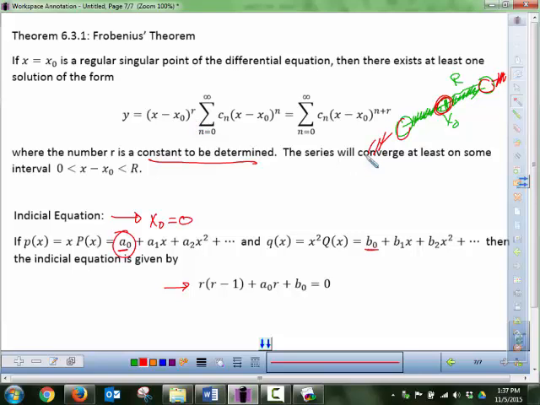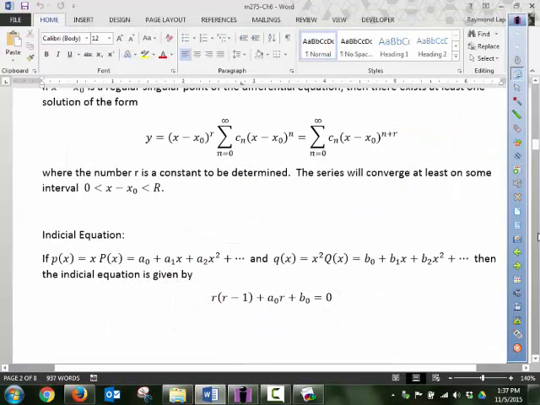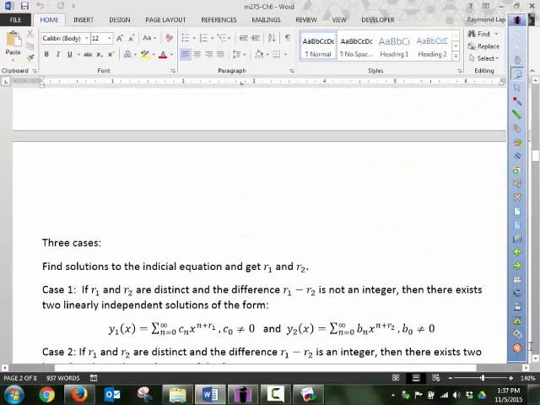The theory of this extends a little bit beyond this indicial equation, and we have cases for the indicial equation. That might look a little complicated. That's because it is.